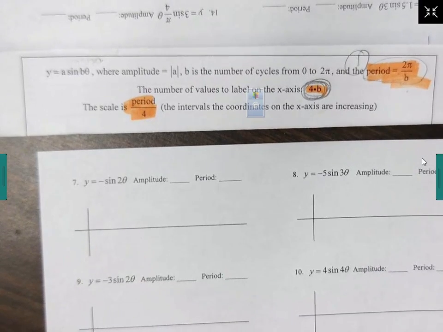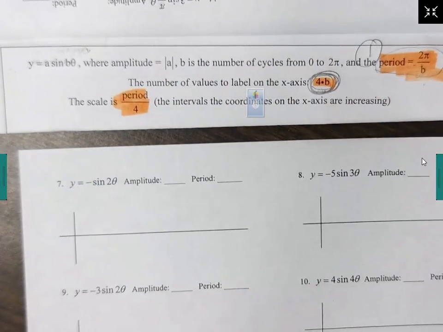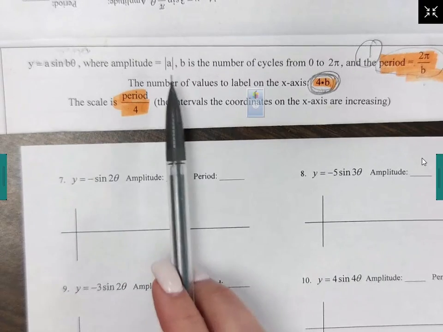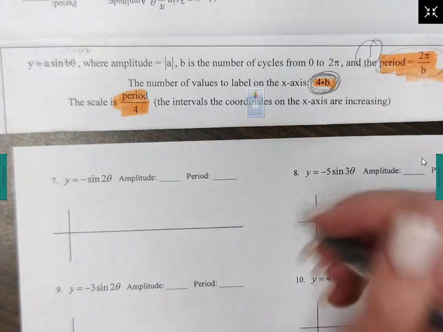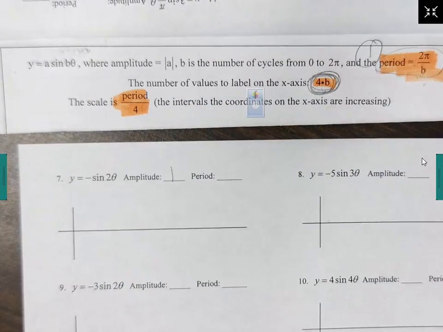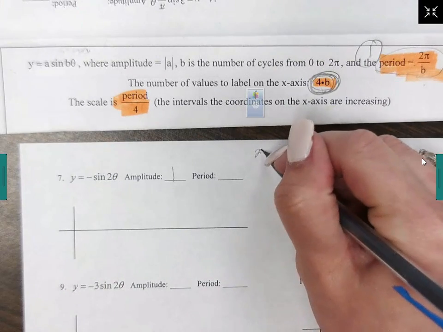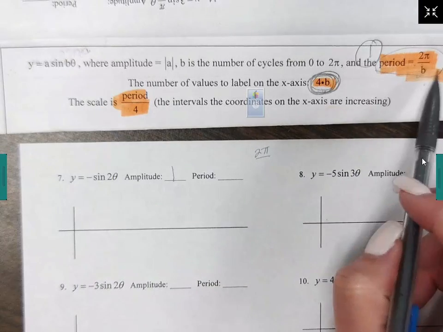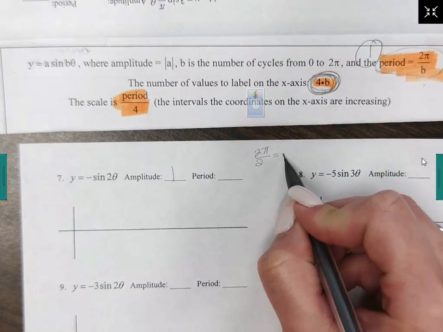Sam, on number 7, what's the amplitude? -1. Do you guys agree with Sam that the amplitude is -1? Well, if we look right here, Sam, the amplitude is equal to the absolute value of A, right? So it's 1. And what is the period, Sam? To find the period, it's 2 pi over b, which we see right here. And what is our b, Sam? 2. So it's 2 pi over 2, which is just pi.